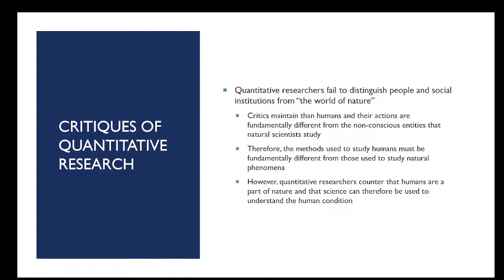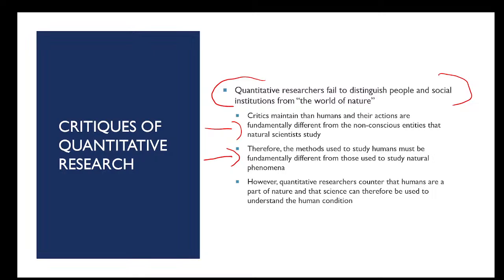Great. Okay, I'll say this really quickly because I want to move on to survey research. Quantitative research, so what are some of the critiques? That it fails to distinguish people and social institutions from the world of nature, right? That you're presuming that the techniques and methods of the natural sciences can be applied to societies and people, which is not always the case, right? And critics will say, humans and their actions are different than non-conscious things in the natural world. And therefore, we need different methods than the ones we use to study natural phenomena.